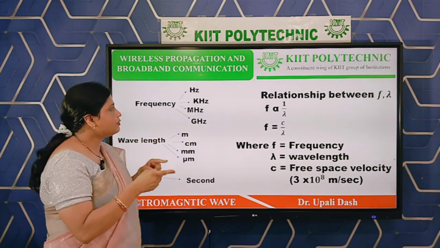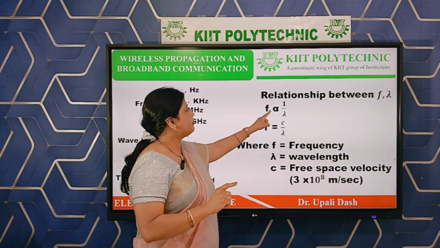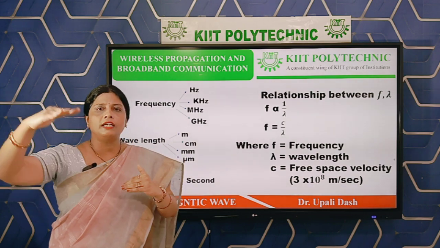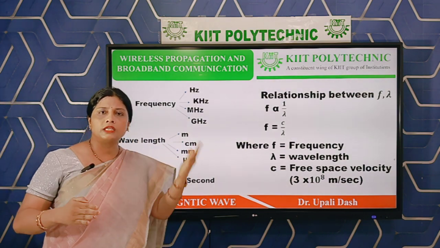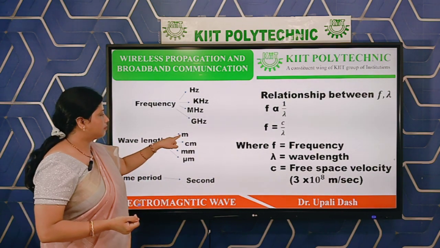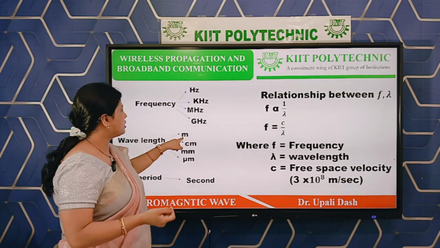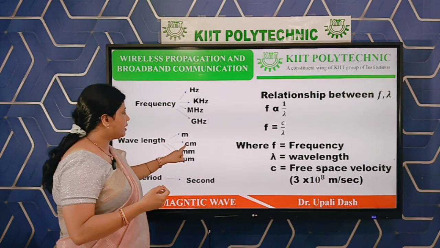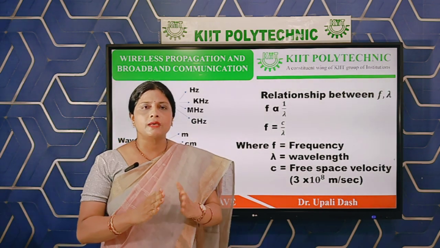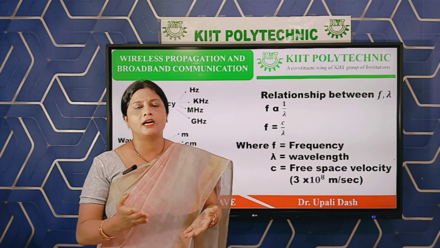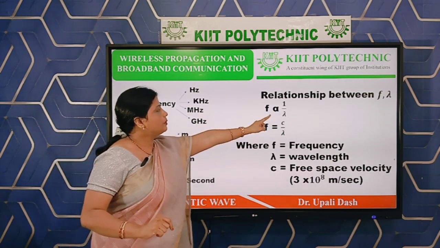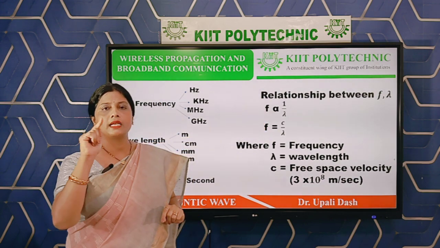Then wavelength. As we have seen in the relation, f is inversely proportional to lambda. That means whatever range f takes, lambda will take the opposite range, in a reciprocal manner. We can give the dimension of wavelength in meter, centimeter, millimeter, and micrometer. So I can ask you a very simple question. If somebody is representing f in gigahertz, then 10 to the power 9 is f. Then what should be the range of lambda? Lambda should be 10 to the power minus 9.